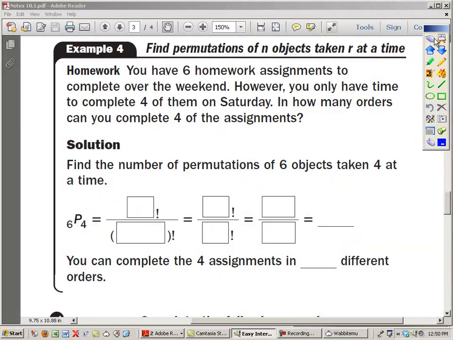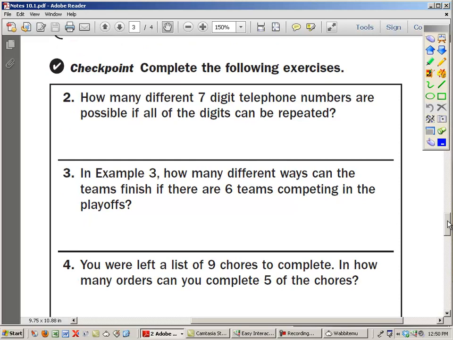All right, try a couple of checkpoint problems. Go ahead and pause your video here. I want you guys to try these, and let's see how they go. We'll be right back with solutions for you, okay?